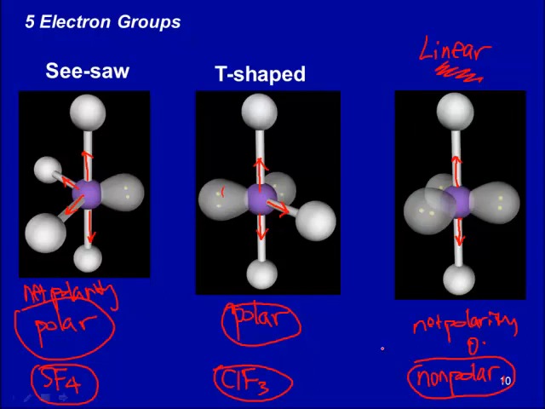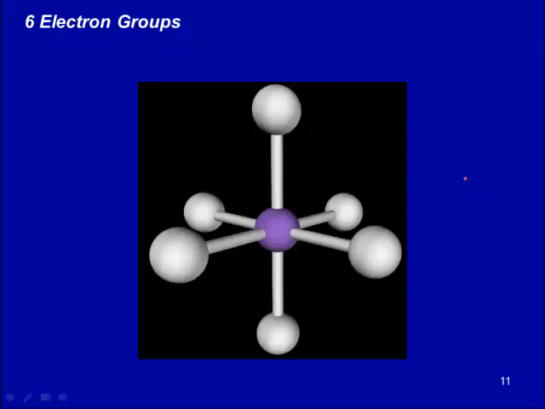Now we have the linear ones. We can have XeF2, xenon difluoride. Actually, it turns out this molecule is non-polar because the molecular geometry is linear, as we have here. So we're done with the 5 electron groups. Now take a look at the 6 electron groups. The first one that comes to mind will be SF6, and this particular molecular geometry is called octahedron.